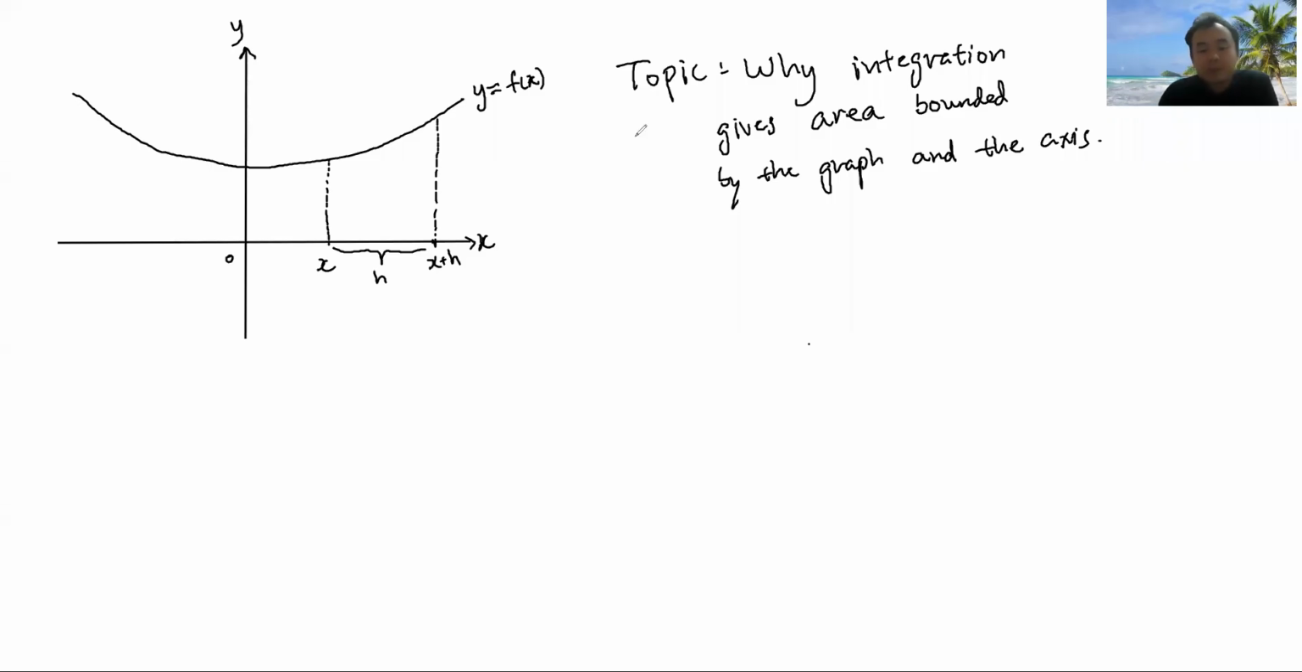Hey guys, today we're going to discuss why integration gives the area bounded by the graph and the axes. So here we already have a graph, y equals f(x). Basically, we're going to find the area from x to x plus h.